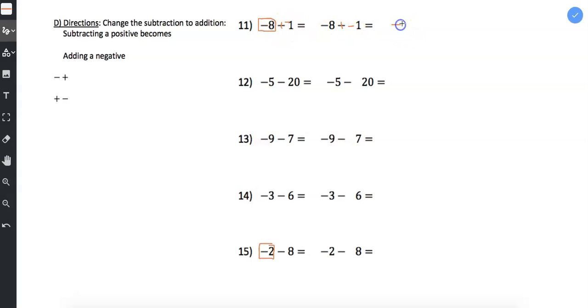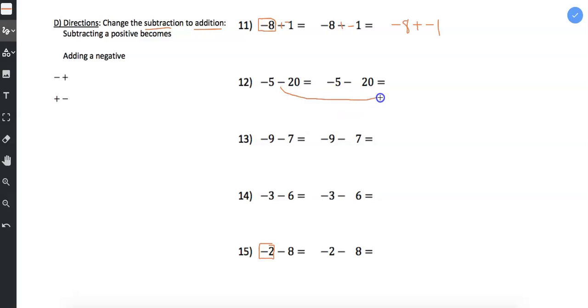So negative 8 minus 1 is the same as negative 8 plus a negative 1. The only thing we're doing here is we're changing subtracting a positive to adding a negative. We're not coming up with the answer, we're just focusing on changing subtraction to addition. Look at this next example.